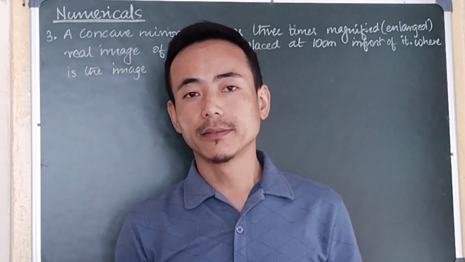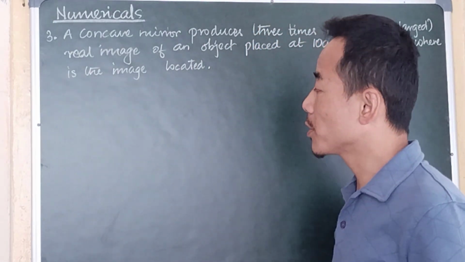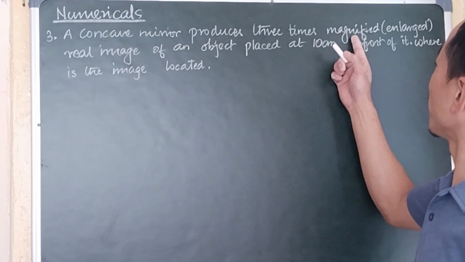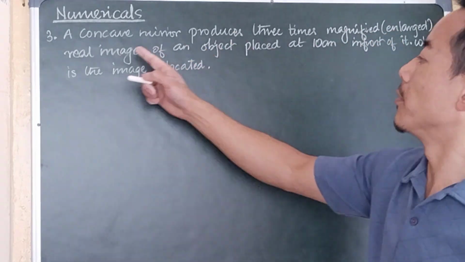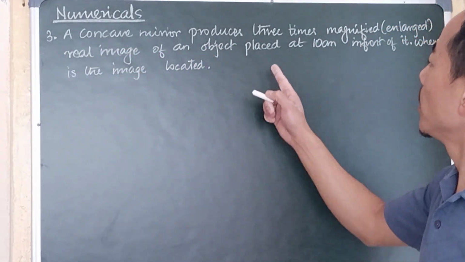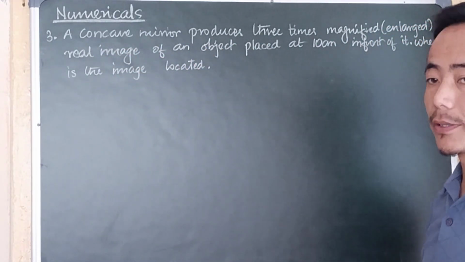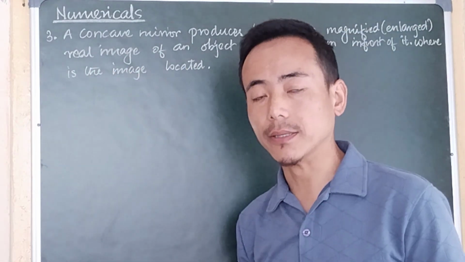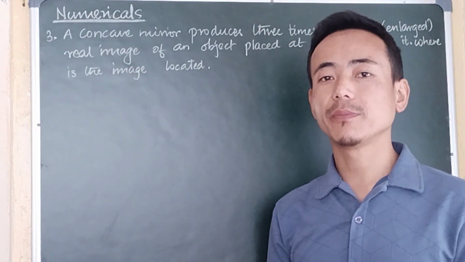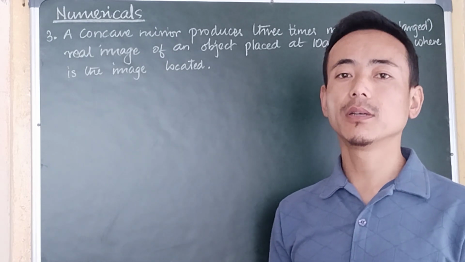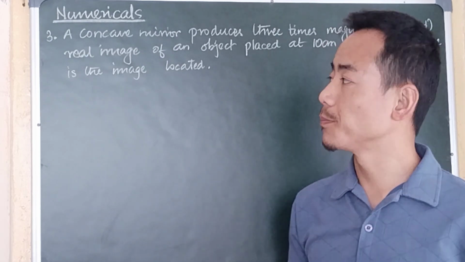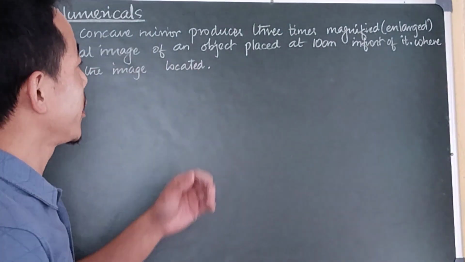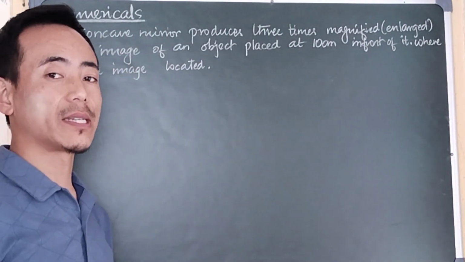So let's discuss the third question. The question says, a concave mirror produces 3 times magnified or enlarged real image of an object placed at 10 cm in front of it. So what do we have to calculate? Where is the image located? This is a short numerical which may carry 1 mark, or it may come in the choose the correct option type questions. So here you have to obtain the given terms through the sentence.